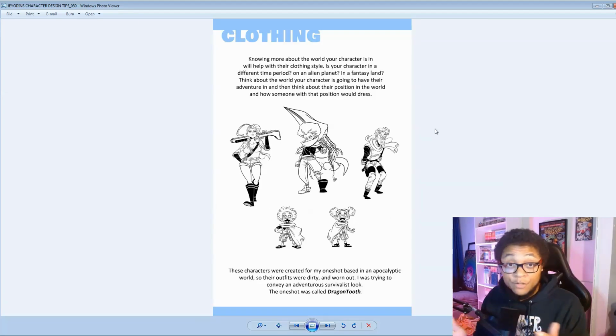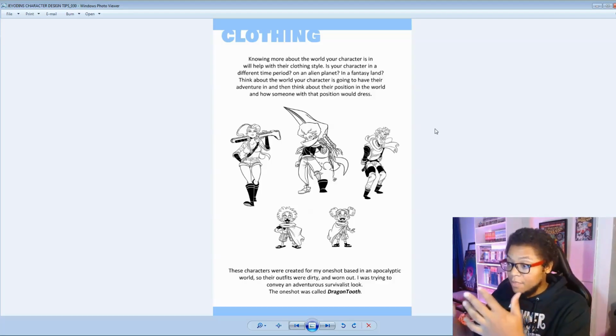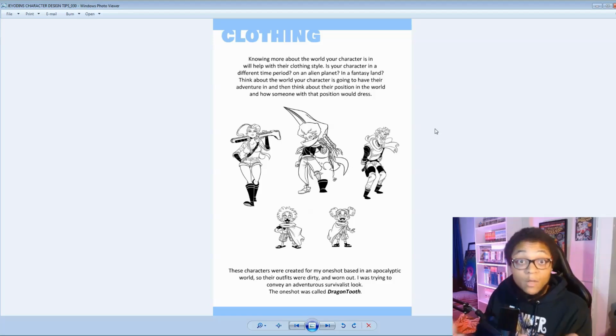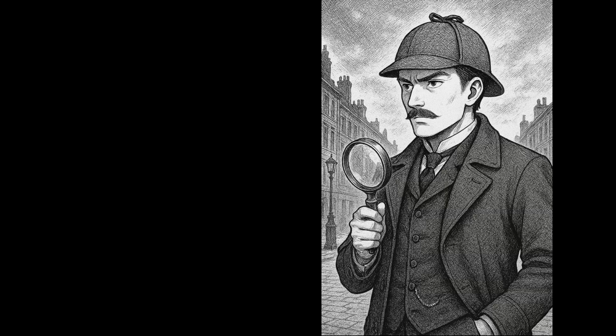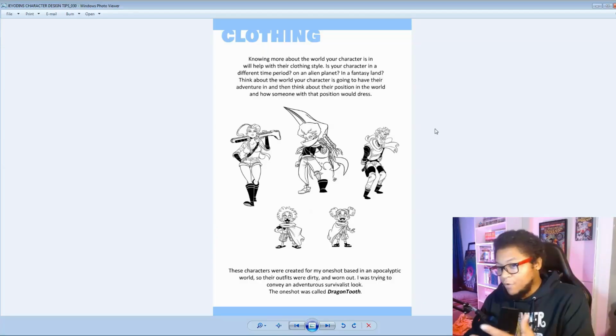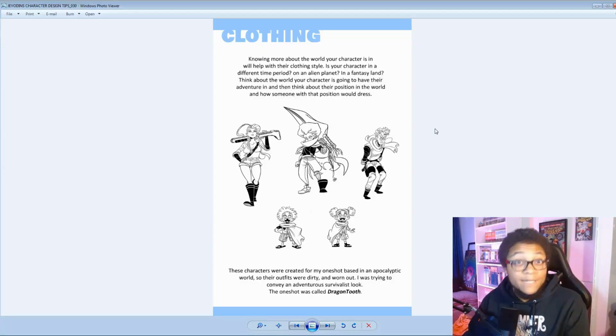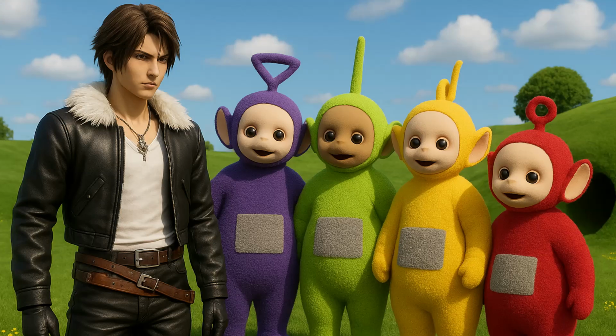Knowing the world that your characters are in will help you create the clothing style that they are going to have. If this is the modern world that's set in a specific time period, looking at the clothing styles of that time period will help you. You're not going to want to draw somebody that's dressed like they're in 2025 back in 1890. If they're supposed to be inside of a world like Final Fantasy, you don't want to draw them inside of some type of Teletubby suit. You got to think about where they're at.